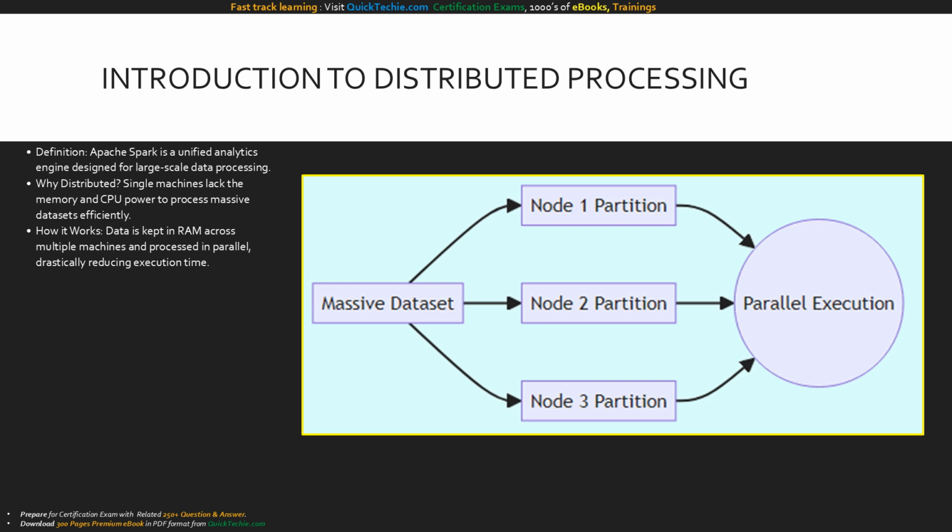Take a look at this diagram. On the left, we have a massive dataset that would choke a single computer. Spark breaks this data down into smaller, manageable chunks called partitions. These partitions are then sent across multiple worker nodes to be processed simultaneously. Instead of one processor doing all the work sequentially, you have multiple processors acting in parallel, drastically reducing the time it takes to get your results.